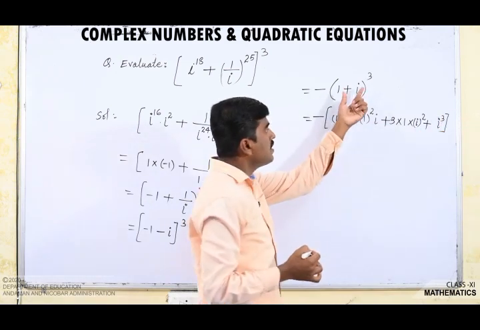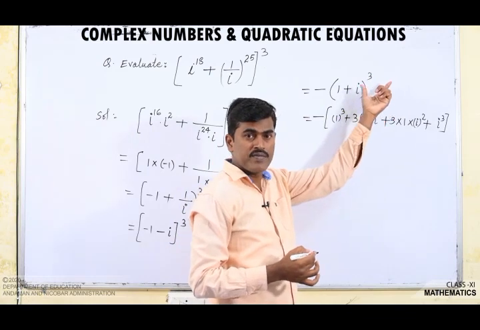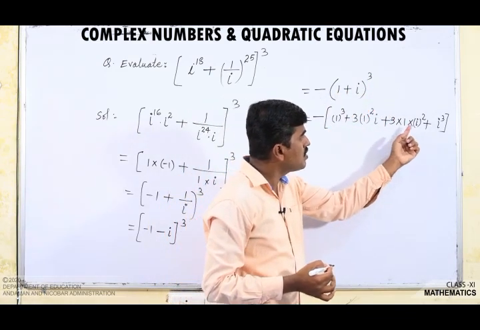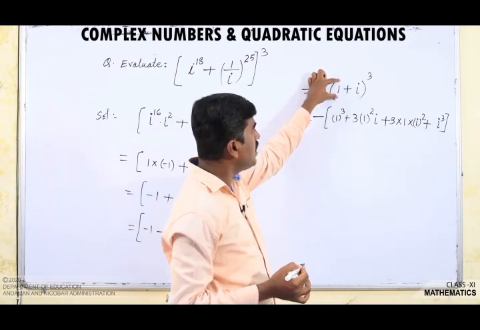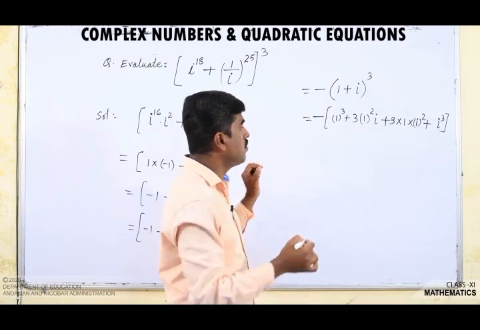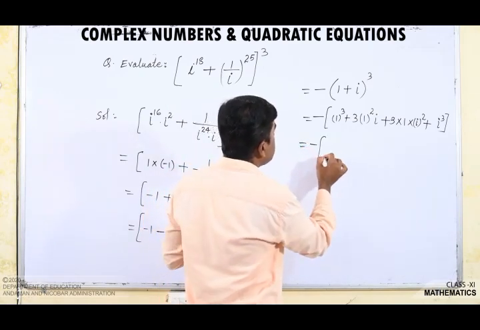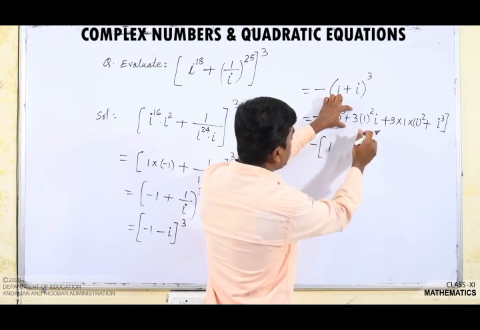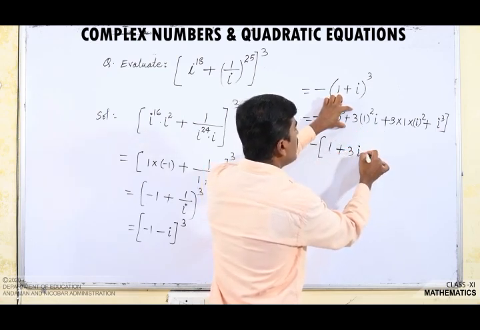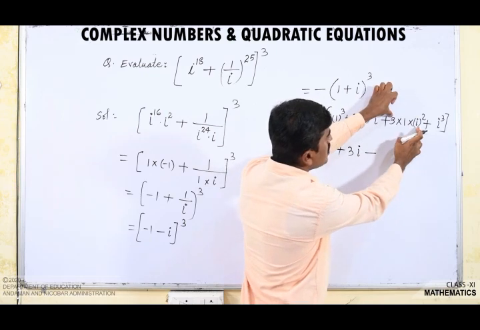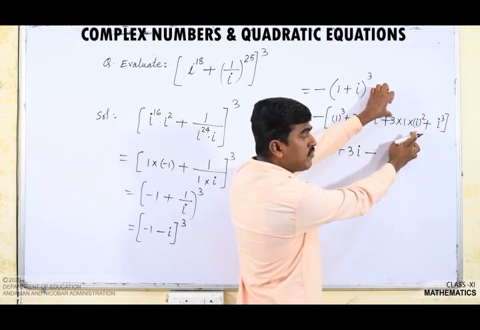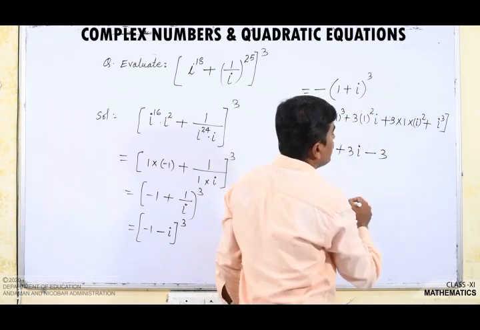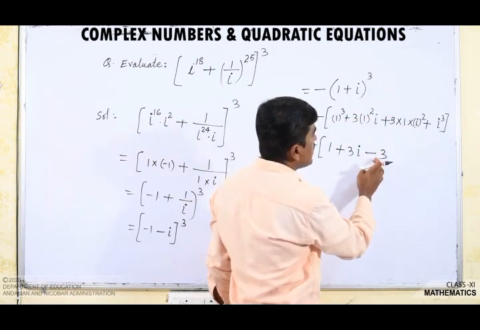So expand it using a plus b whole cube. What is the formula for a plus b whole cube? a cube plus 3a square b plus 3ab square plus b cube. So in the place of a, 1 is there, and in the place of b, i is there. Now it is equal to 1 cube is 1, so 3 into 1 square, that is 3i, plus 3, then you see here it is i square. So what is the value of i square? i square is equal to minus 1. So we will get minus 3, that is 3 into 1 into minus 1, that is minus 3.